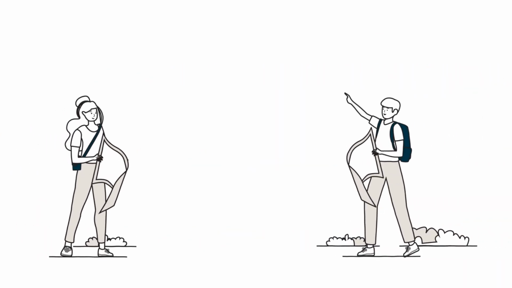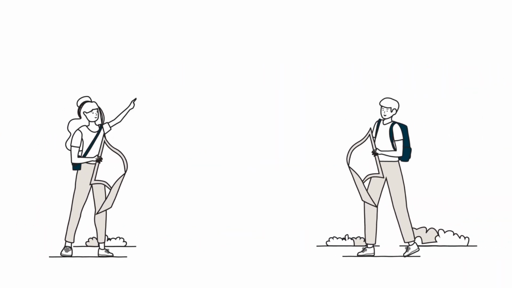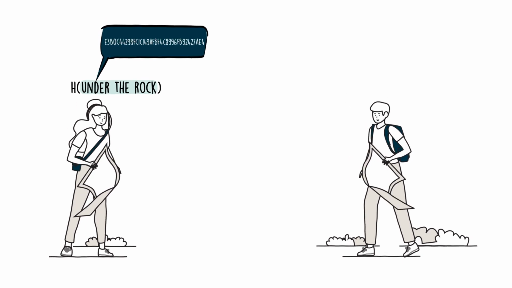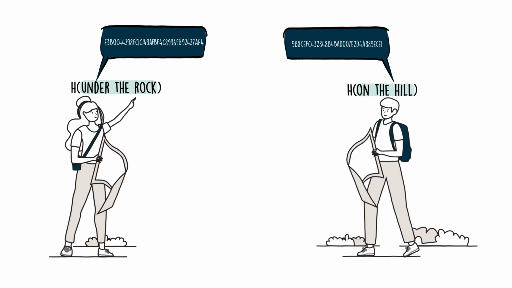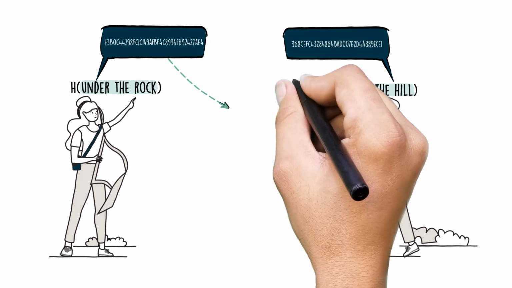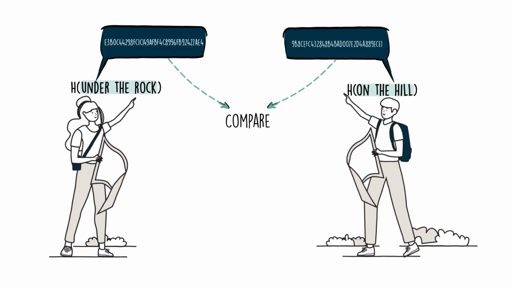So, coming back to the treasure hunt. What you can do is to hash your secret location and ask the other person to do the same. Now, just show each other your 32-digit hash, and if they're the same, then you know you have the identical secret location. And if they're different, then you haven't given anything away about your secret.